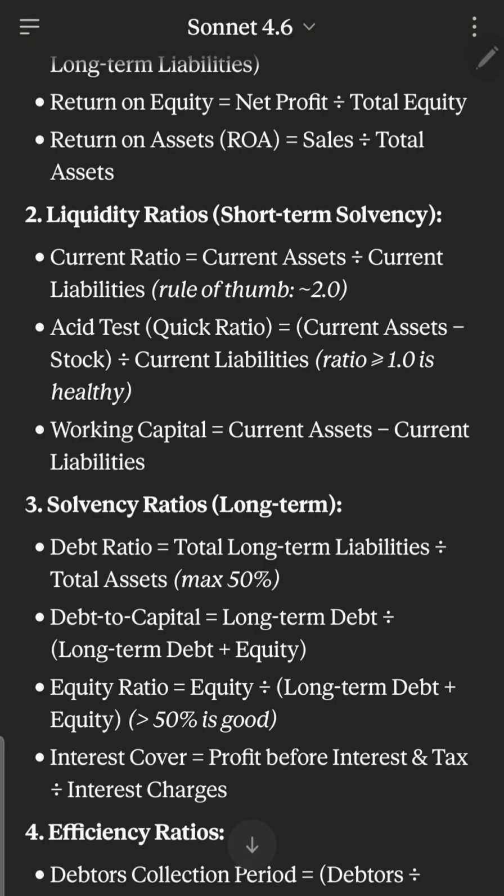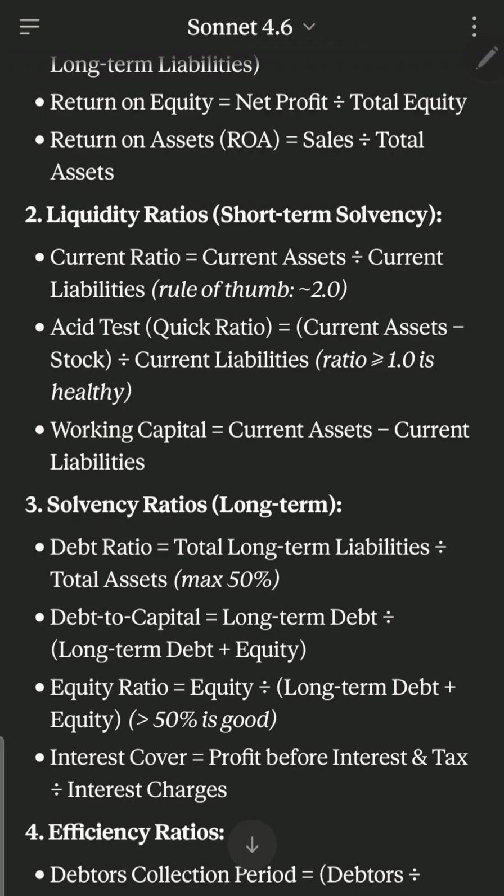Then debt to capital ratio. Now here we are comparing total long-term liability divided by your long-term debt plus equity. That's capital employed. Debt to capital ratio is a debt to capital employed ratio, isn't it? Confusing. Okay. Debt to capital ratio is simply total debt divided by capital employed. Remember we said capital employed is equity and long-term liability.